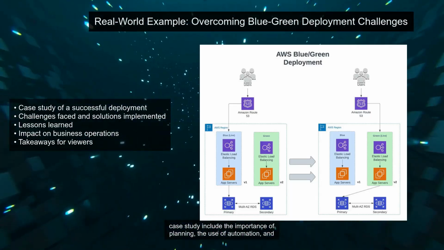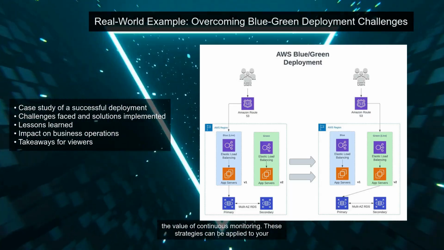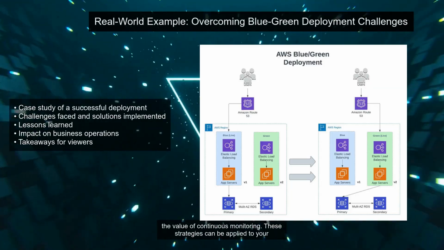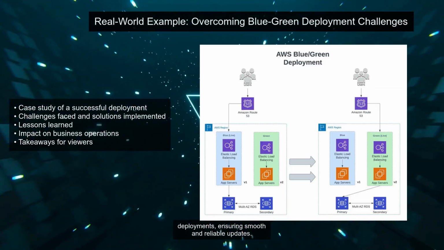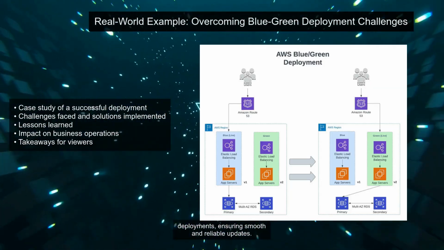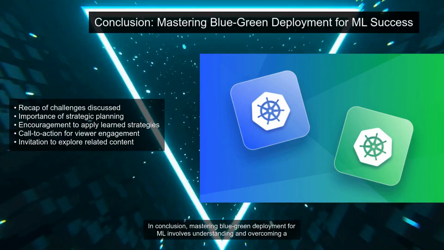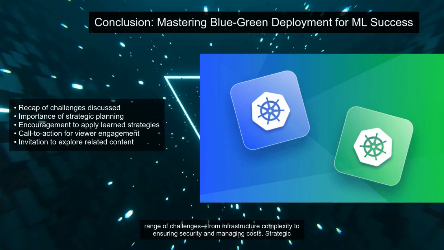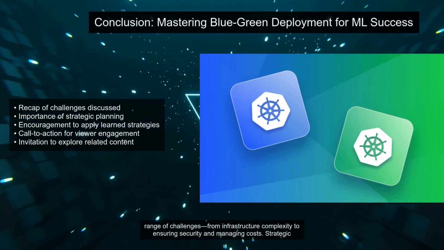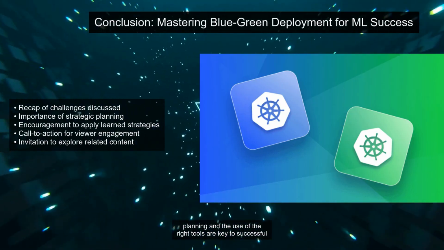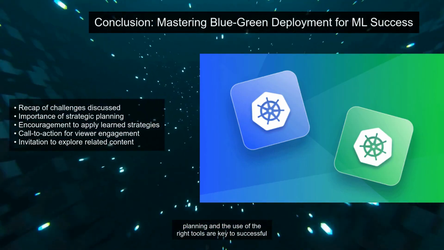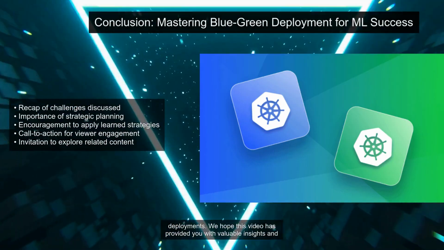Key lessons from this case study include the importance of planning, the use of automation, and the value of continuous monitoring. These strategies can be applied to your deployments, ensuring smooth and reliable updates. In conclusion, mastering blue-green deployment for ML involves understanding and overcoming a range of challenges from infrastructure complexity to ensuring security and managing costs. Strategic planning and the use of the right tools are key to successful deployments.